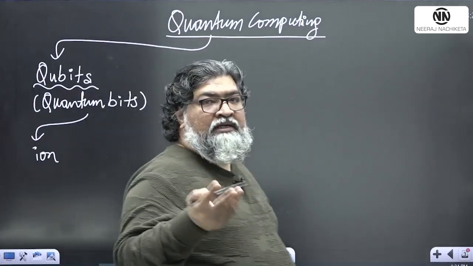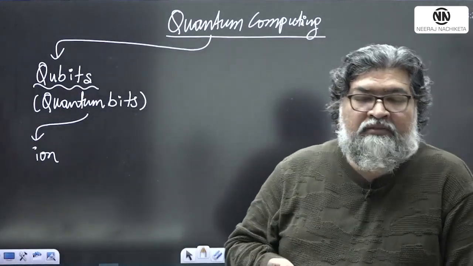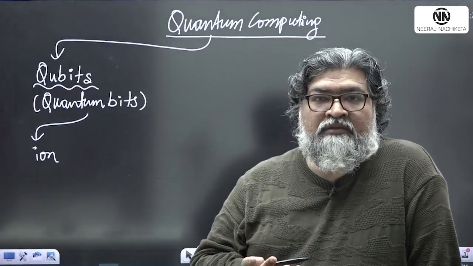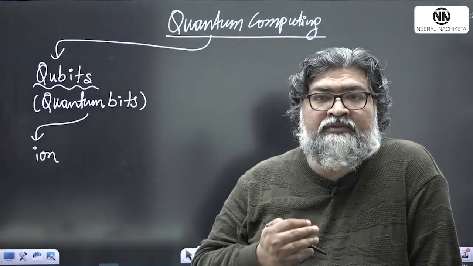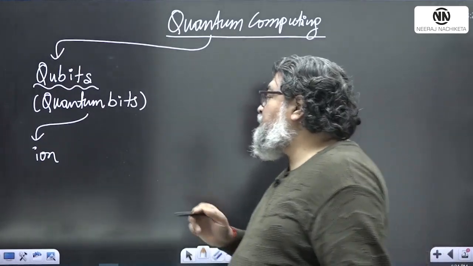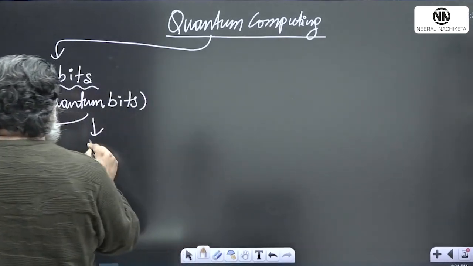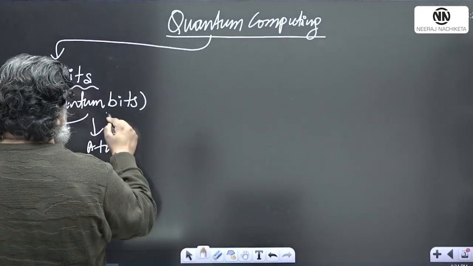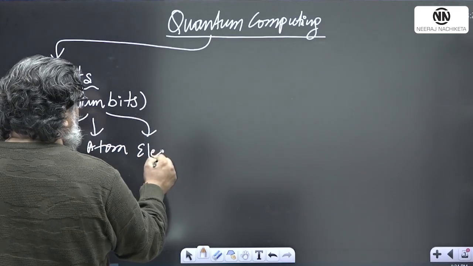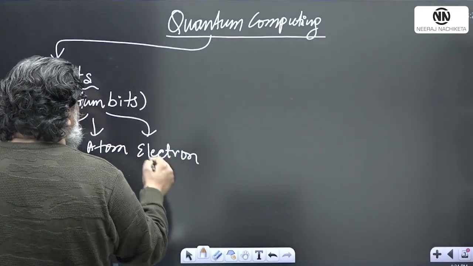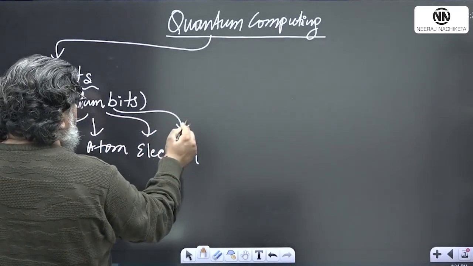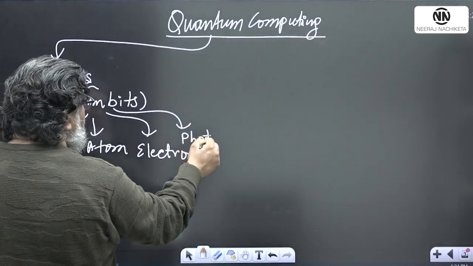For example, cation, anion, sodium ion, potassium ion, any such atomic ions could behave as a quantum bit. What could be a quantum bit? A quantum bit could be an atom. A quantum bit could be an electron. Even the electron can behave that way. But very, very important and significant is the photon, light.